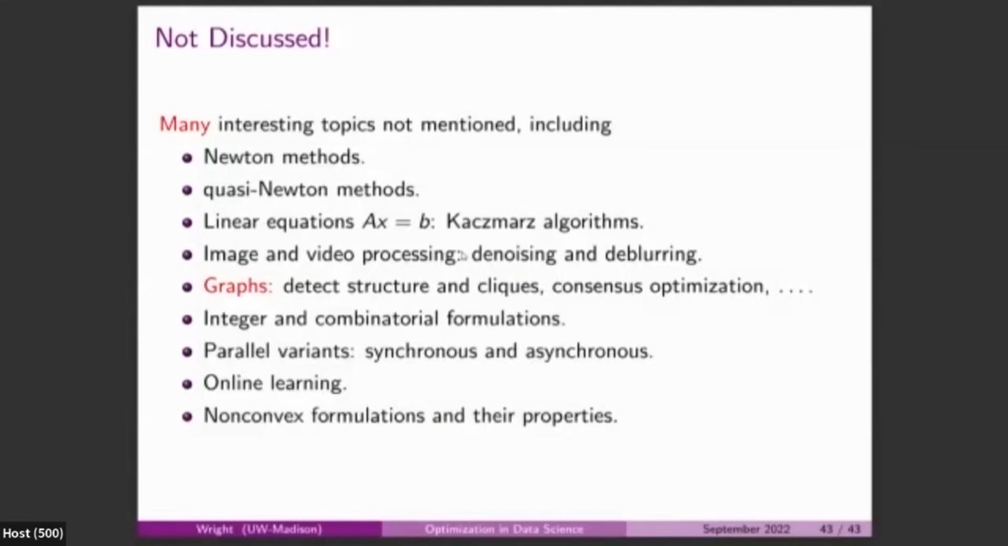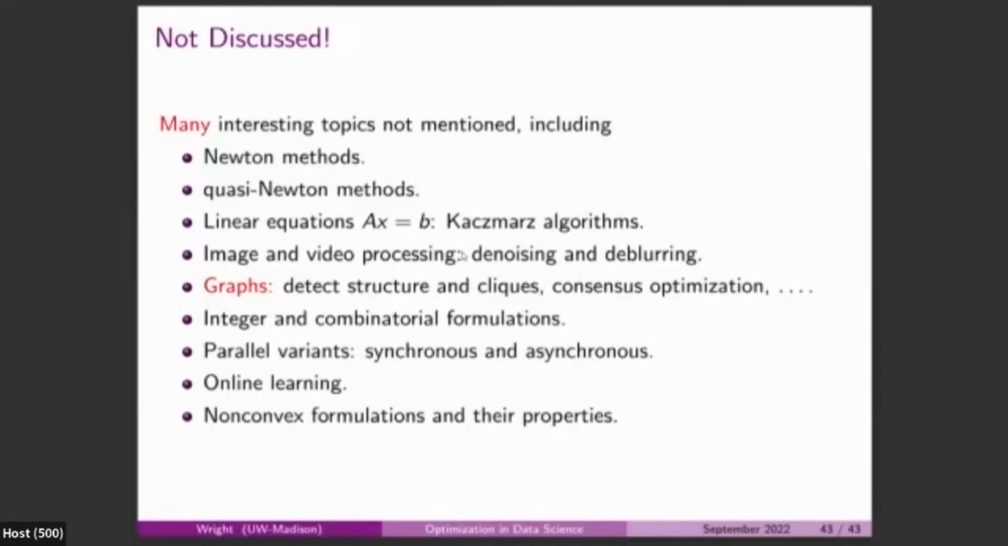A lot of machine learning you can reduce to just systems of linear equations, sometimes overdetermined, sometimes underdetermined, and there are methods called Kaczmarz methods for solving those, which I didn't talk about. There are lots of cool applications in image and video processing. They're formulatable as optimization problems with various kinds of regularizers. I didn't get to talk about those. I didn't talk about graphs very much, except a little bit in the first part of the talk. I've talked predominantly about continuous optimization issues.